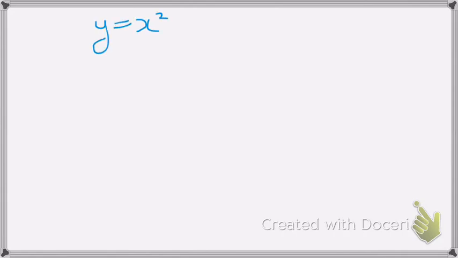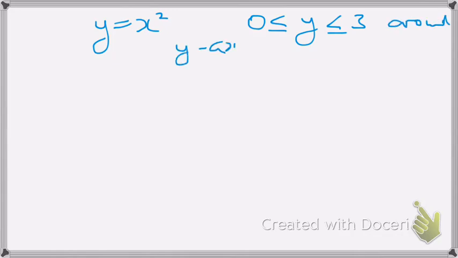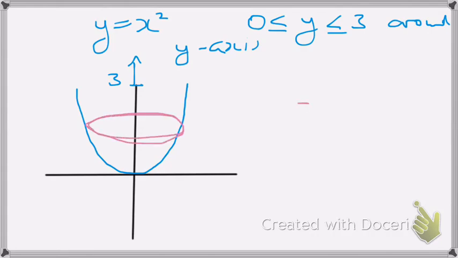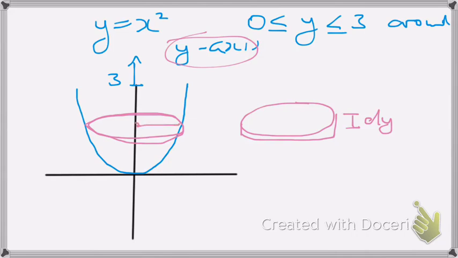If I asked a very similar problem, I'll just do it in shorthand. Let's say it's y equals x squared, y from 0 to 3, around the y-axis. I could draw a diagram again. Something like that, with the cutoff at 3. If I imagine the shape, it goes that way, because I'm rotating about the y-axis. And again, I get a circle. This time the thickness is dy, because it's on the y-axis, and the radius is x.